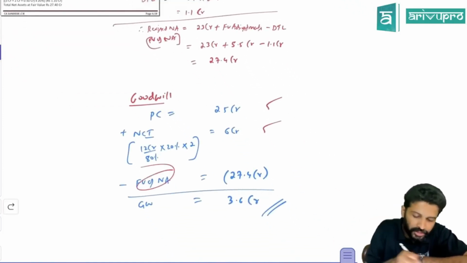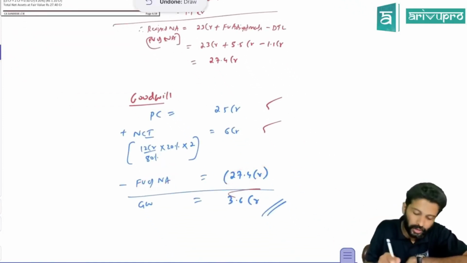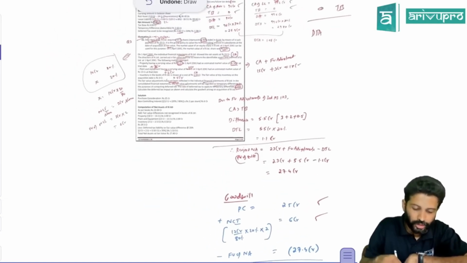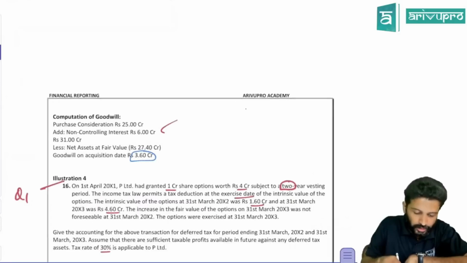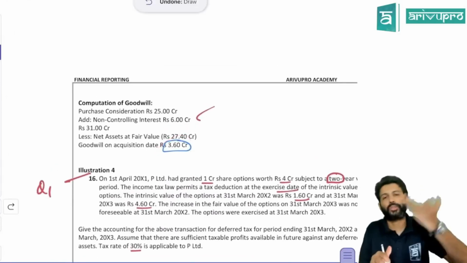Then deduct the fair value of net assets, which we just now got, 27.4 crore. That way you'll get goodwill of 3.6 crores. That's what they asked in the problem. Okay. So how will you calculate that? That's what they worked out all here. Goodwill is 3.6 crore. That's okay.